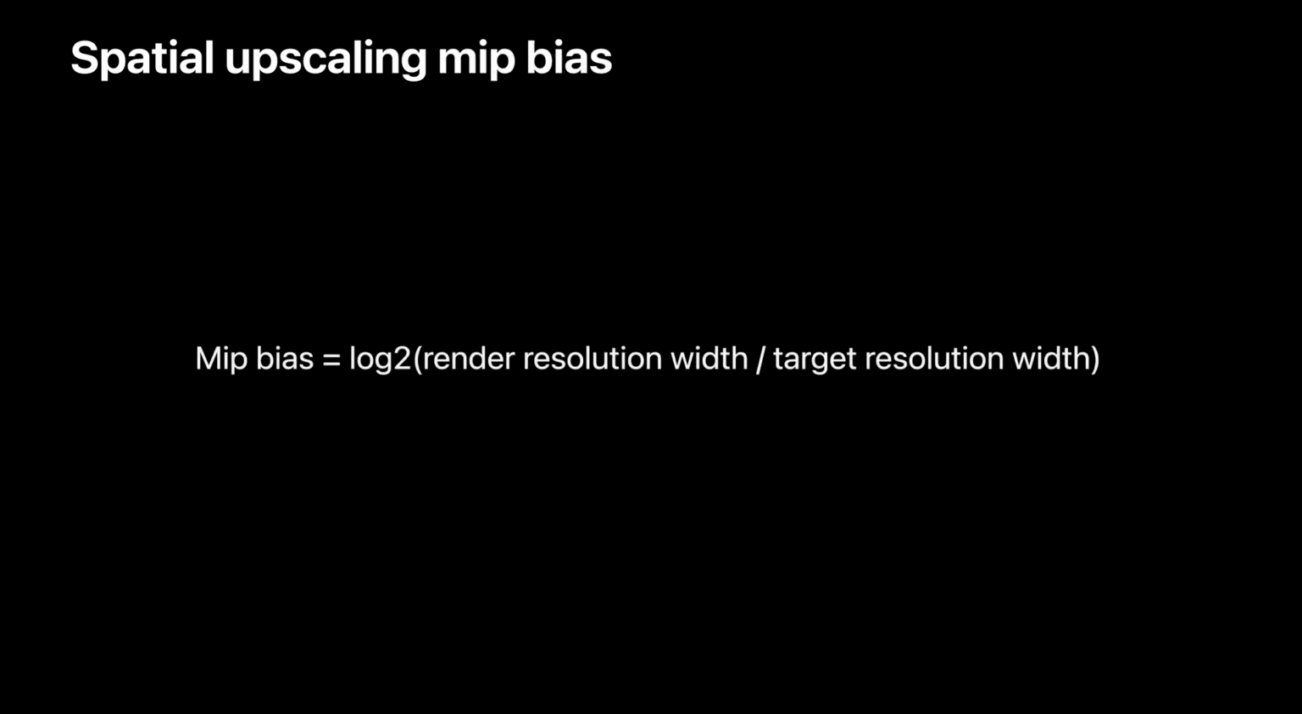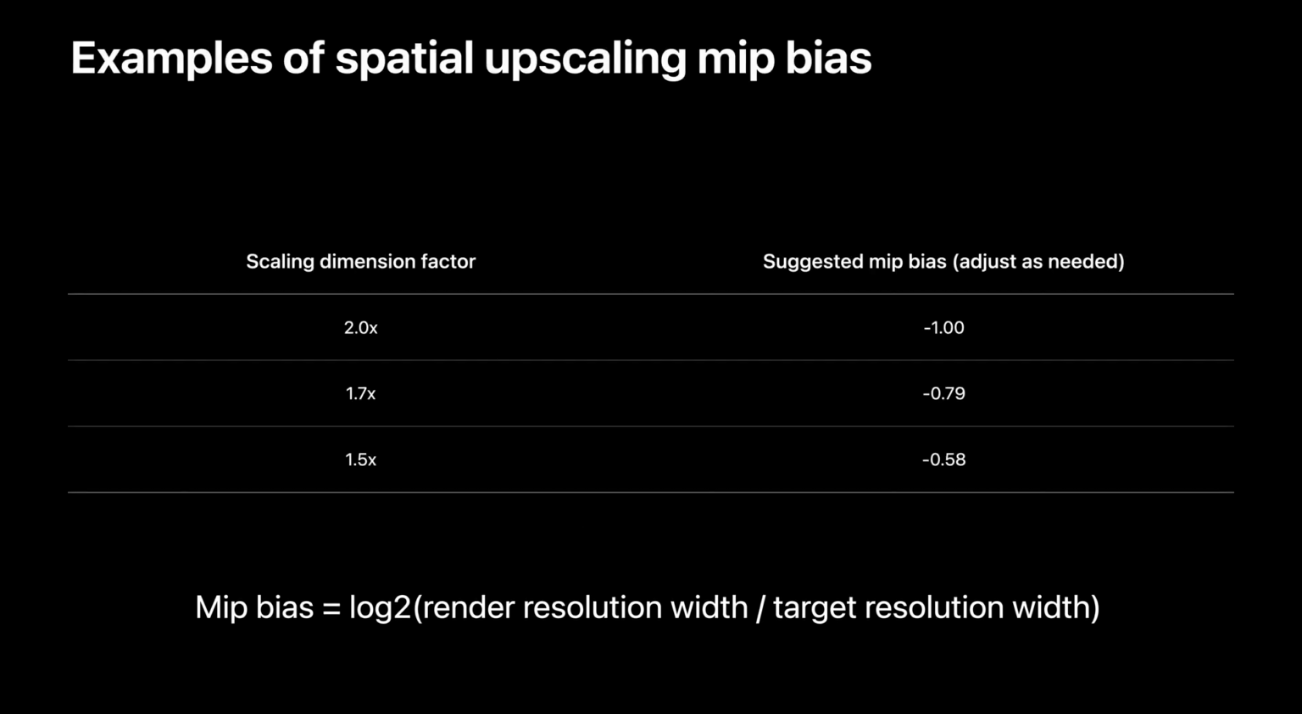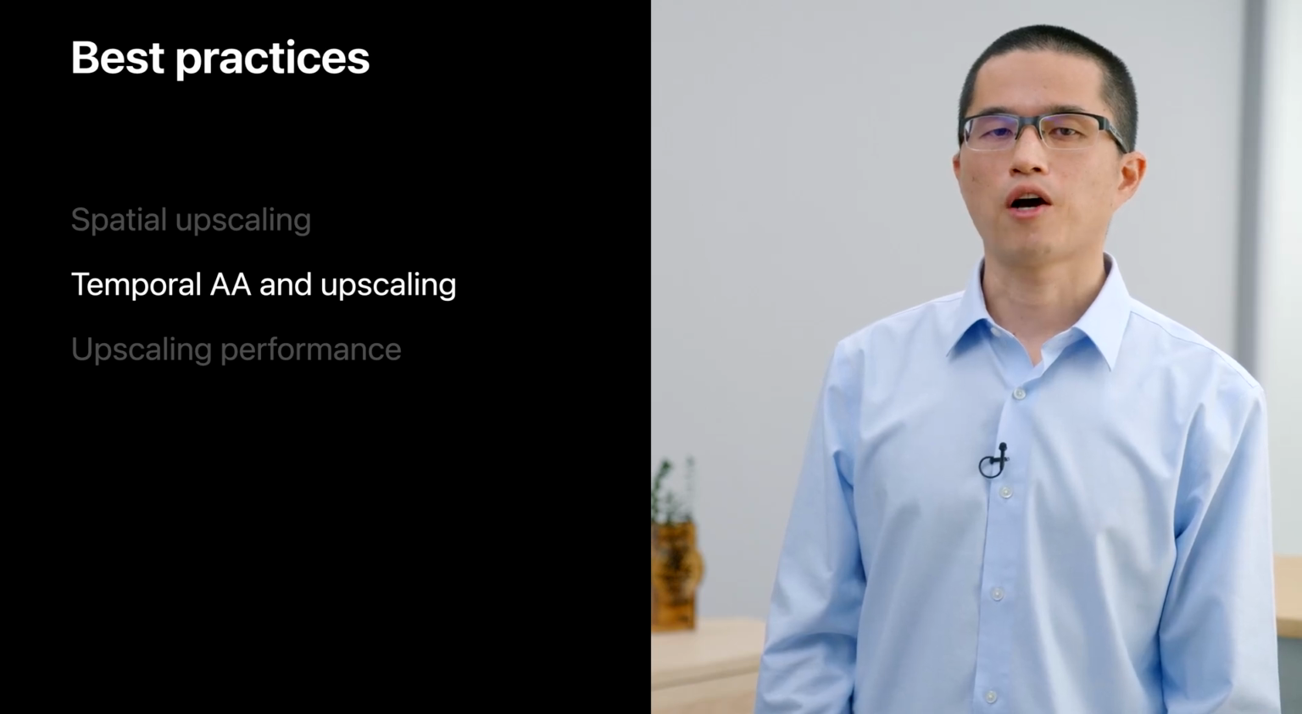The recommended mid bias calculation for spatial upscaling is to apply log 2 of the render resolution width divided by the target resolution width. For example, scaling each render resolution dimension by 2x will result in a -1 mid bias, while scaling each dimension by 1.5x will result in a -0.58 mid bias. Note that lower mid levels might result in flickering for textures with high frequency patterns. You should adjust the mid bias for certain textures if you spot such artifacts. I'll talk next about temporal AA and upscaling best practices.